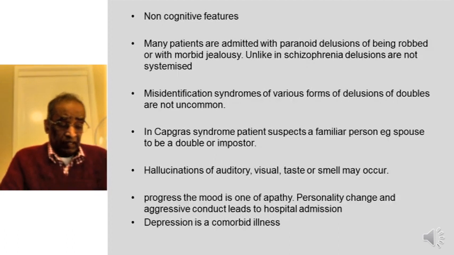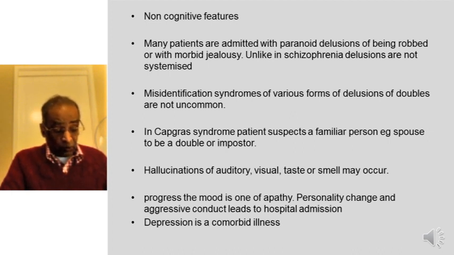Non-cognitive features are common in Alzheimer's disease. Many patients are admitted with paranoid delusions of being robbed or with morbid jealousy. Unlike in schizophrenia, delusions are not systematized. Misidentification syndromes of various forms of delusions, such as delusion of doubles, are not uncommon. In Capgras syndrome, the patient suspects a familiar person, for example a spouse, to be a double or an imposter.